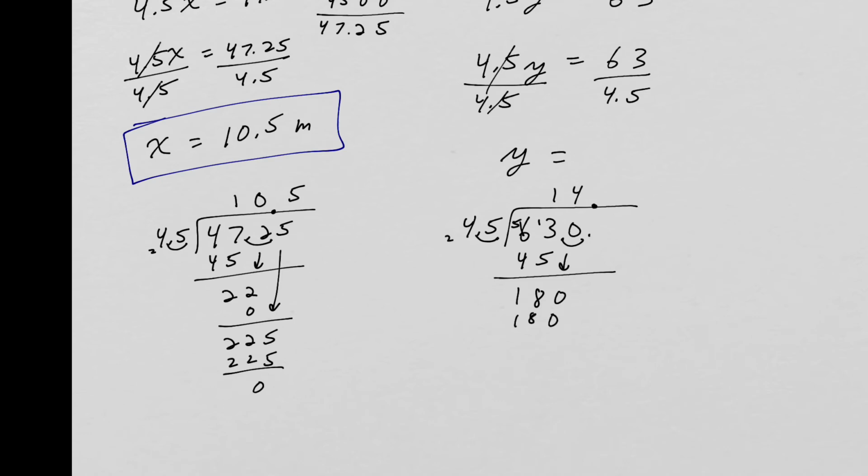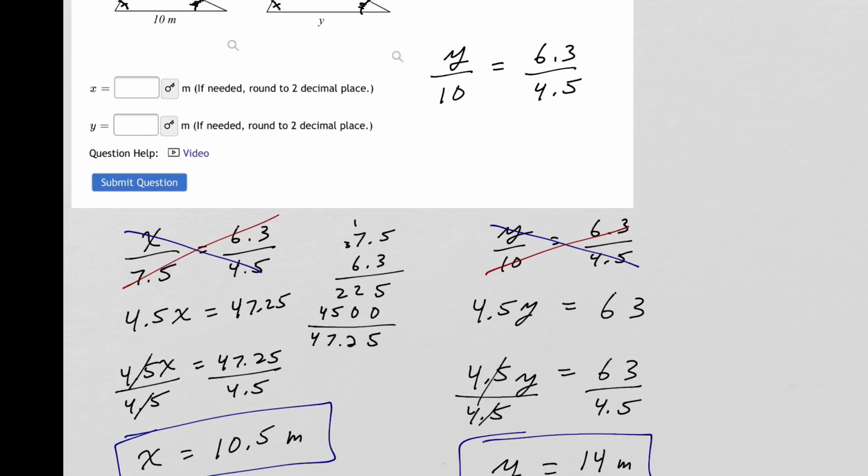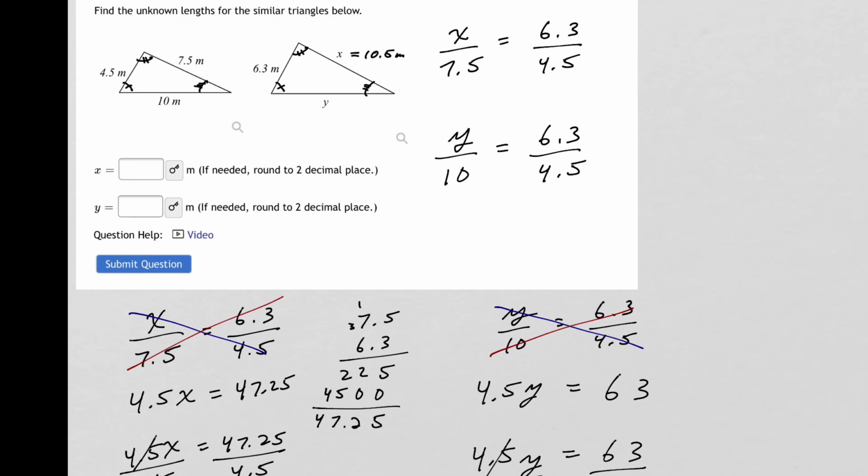So this is 18, right? So y, I guess, is going to be 14 meters. And that's my answer. So in this picture here, the y is going to equal 14 meters. Okay, so given that the two triangles were similar, we know that the lengths of the corresponding sides are proportional, and that's how we found x and y. We set up these two proportions.